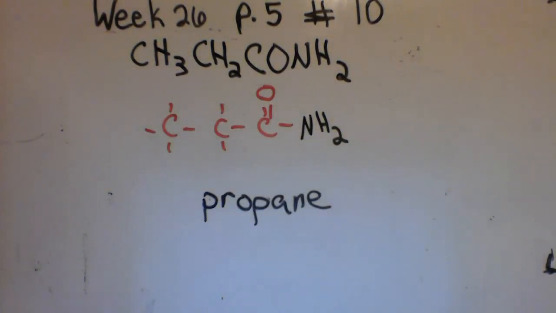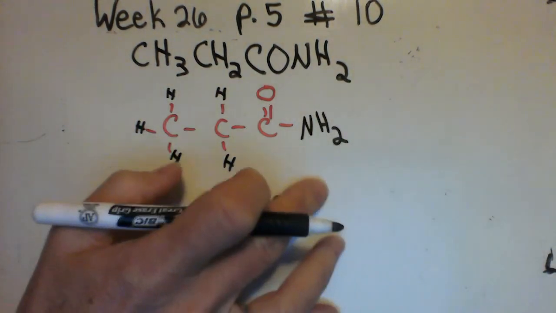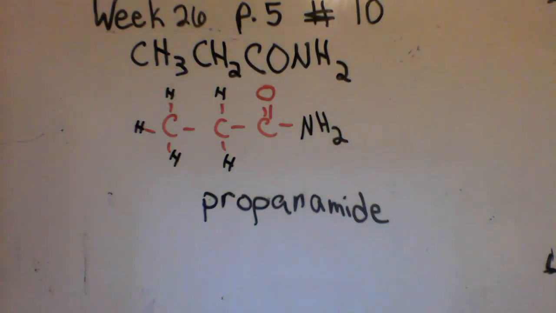The rest of the carbons are filled with hydrogen bonds. I mean, not hydrogen bonds. They are bonded to hydrogen. So since this is an amide, we give it the ending amide. And the name for this compound is propanamide.